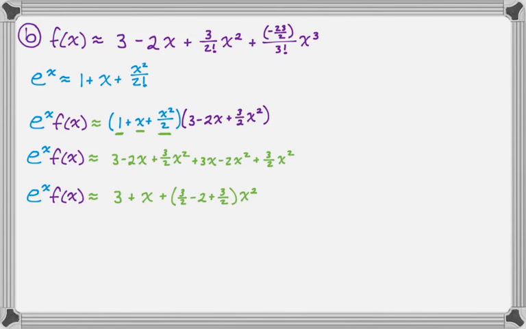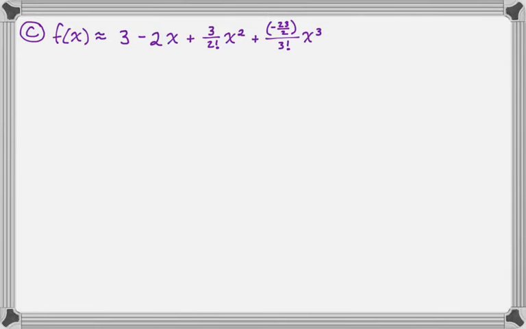And we could be done there, but why not? So if we simplify this, we get 3 plus x, and then plus x squared. So that's a second degree Taylor polynomial for e to the x times f of x. All right, let's do part C.